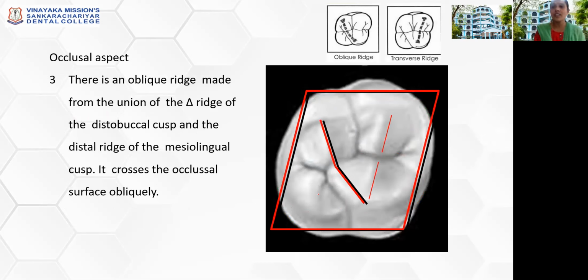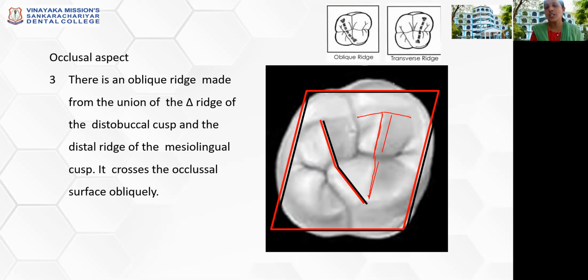Next, we are going to see the ridges on the occlusal surface of the maxillary first molar. What are ridges? Ridges are linear elevations. In a single cusp, there is a triangular ridge, which is formed by the union of the mesial slope and the distal slope, which unite to form a linear elevation known as a triangular ridge. When this triangular ridge of the mesiobuccal cusp is continuous with the triangular ridge of the opposing cusp, it forms a transverse ridge.